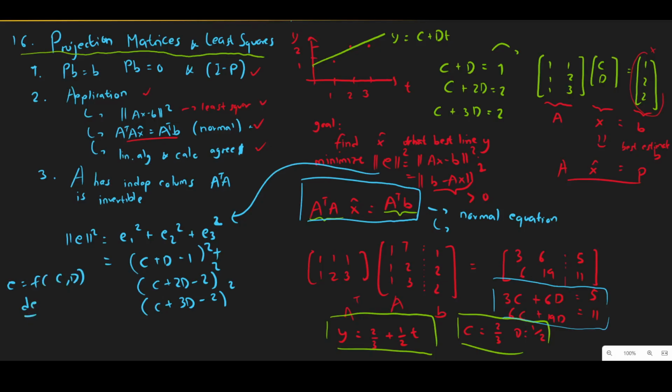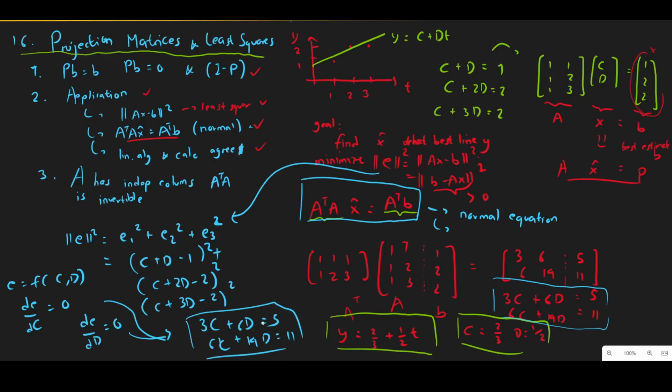So you find the partial derivative of e with respect to c and with respect to d, and you set them to 0. And these two will equal this equation here. I think it's really beautiful to see that the two ways of computing lead us into the same equations. So our computation makes sense.